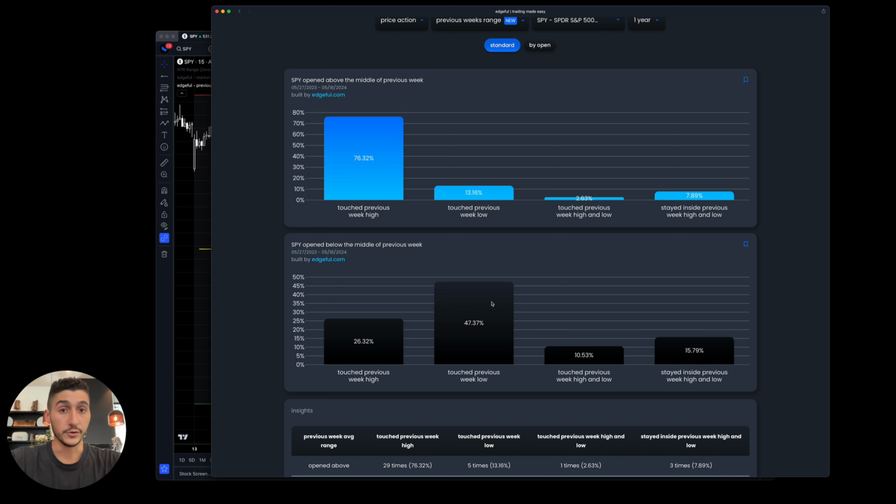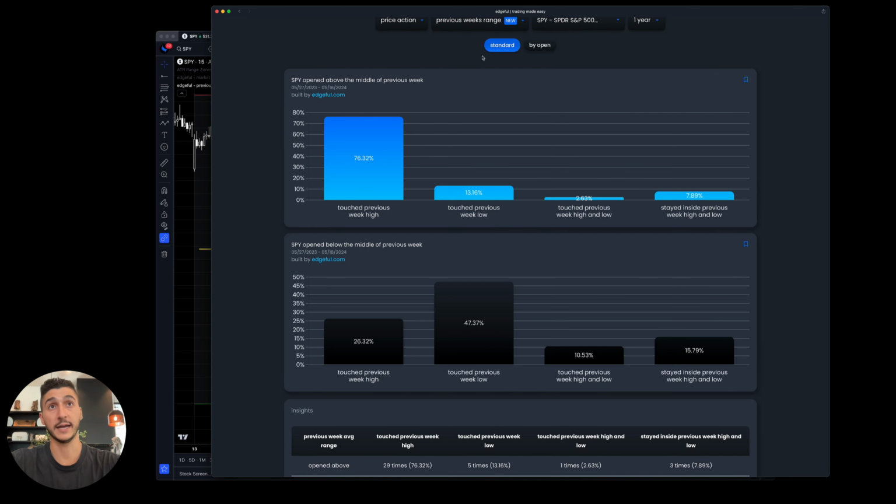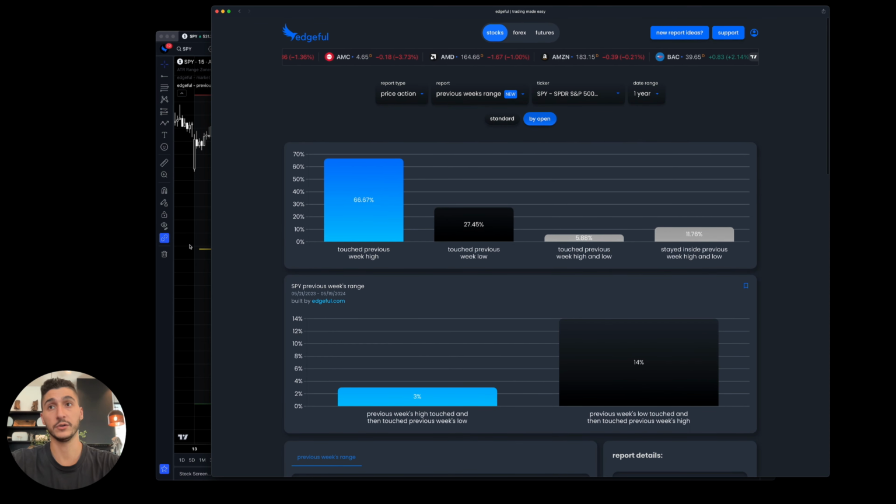And that is how you can use this report. The by open variant just splits out all the weeks that opened in this area versus this area. The standard report shows you, regardless of where we opened, just whether we touch the previous week's high or low, and both and neither.